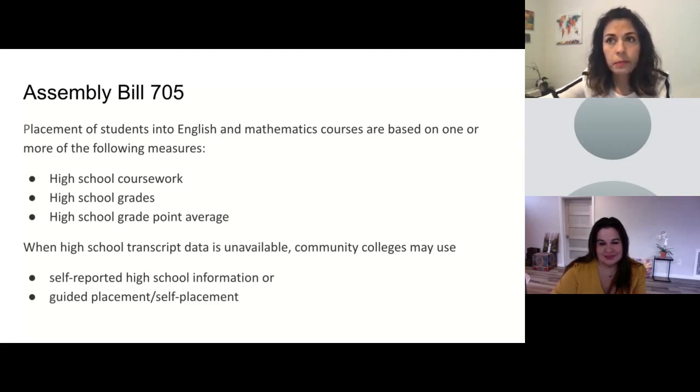And I believe AB 705 was extended for the ESL courses until July 2021. So we are still in that grace period where we can still use our previous placement tests, but we are piloting the self-placement as not a test, but an instrument, this guided self-placement instrument that will be used after July 2021.